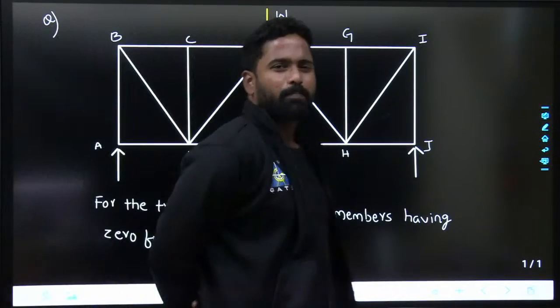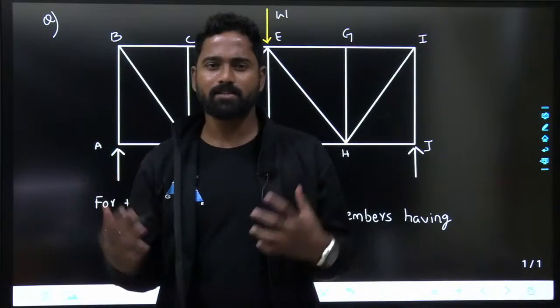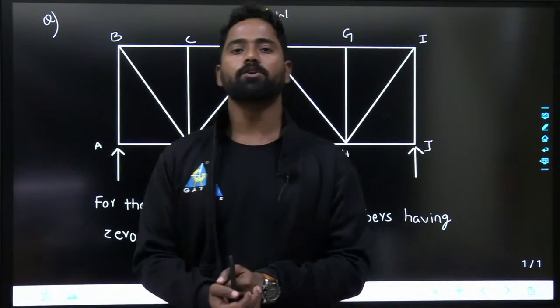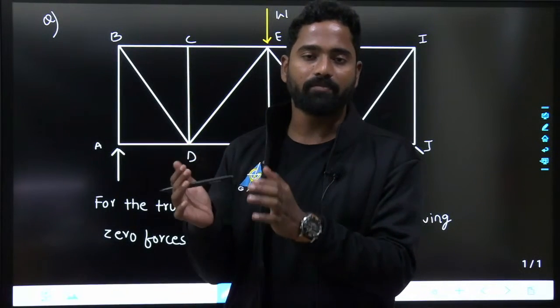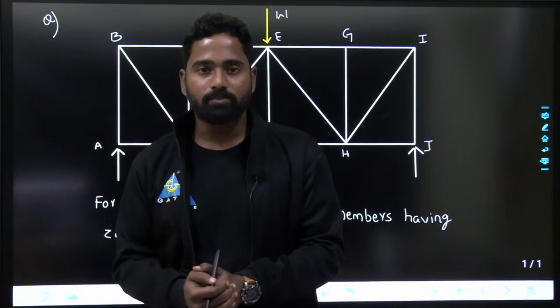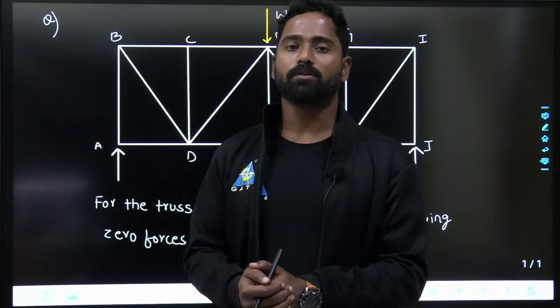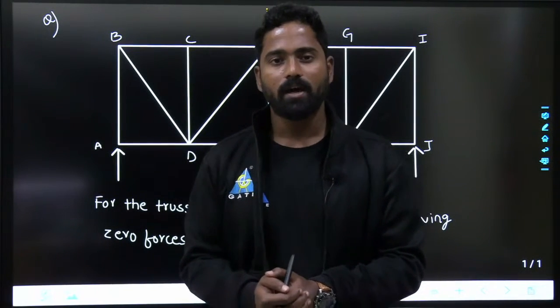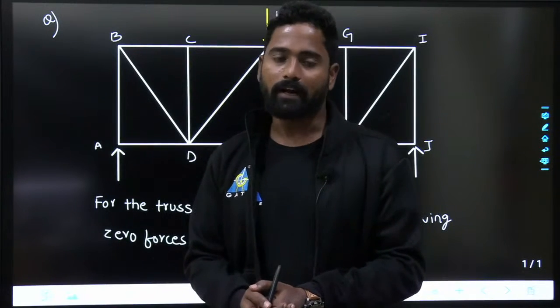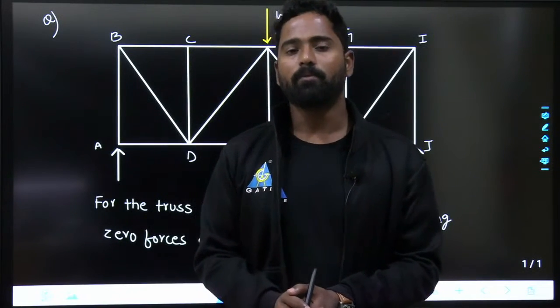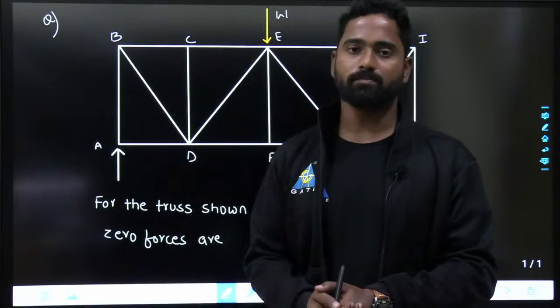So, in the previous session of structure analysis, I introduced you to trusses. What exactly is the definition of the truss? What are the assumptions in the truss? How to find out static indeterminacy in the trusses, and then we saw the method of joints. Right now, we'll solve some questions based on it.